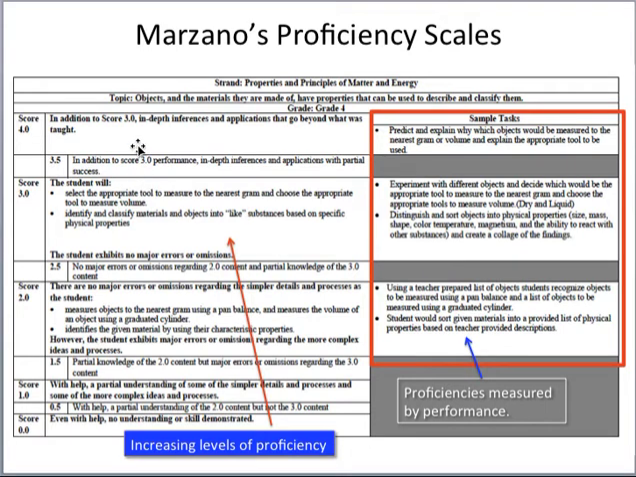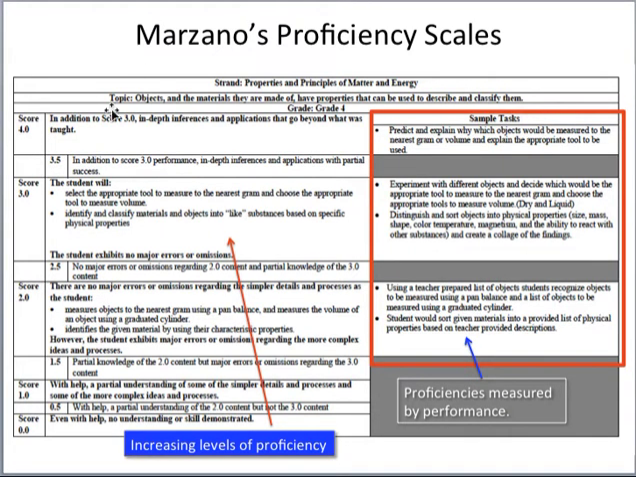But at level 4, you're able to add to level 3 the ability to go beyond what you had taught, to make new applications, to draw new inferences, and so forth. In the sample tasks column, that identifies some of the things that a teacher could do or have the student do to learn or to manifest learning through performances.